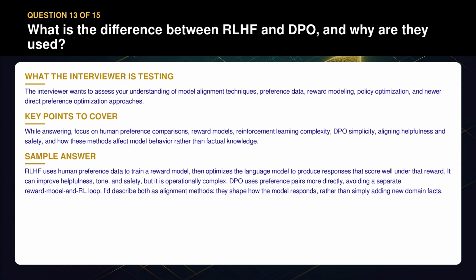RLHF uses human preference data to train a reward model, then optimizes the language model to produce responses that score well under that reward. It can improve helpfulness, tone, and safety, but it is operationally complex. DPO uses preference pairs more directly, avoiding a separate reward model and RL loop. I'd describe both as alignment methods. They shape how the model responds, rather than simply adding new domain facts.